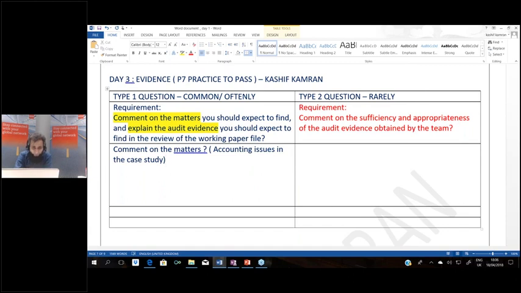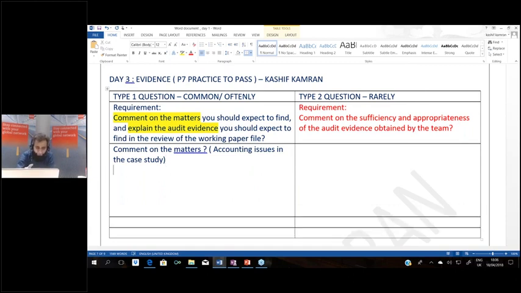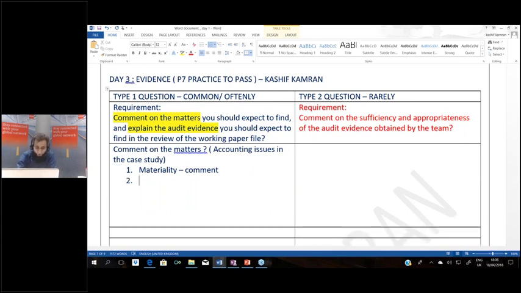So comment on the matters means what? The first comment you will do is a comment on its materiality. So you will comment on the materiality. Is the accounting issue material or not? Second, you will comment on its treatment. You will comment on the treatment. Is it right? Is it wrong?